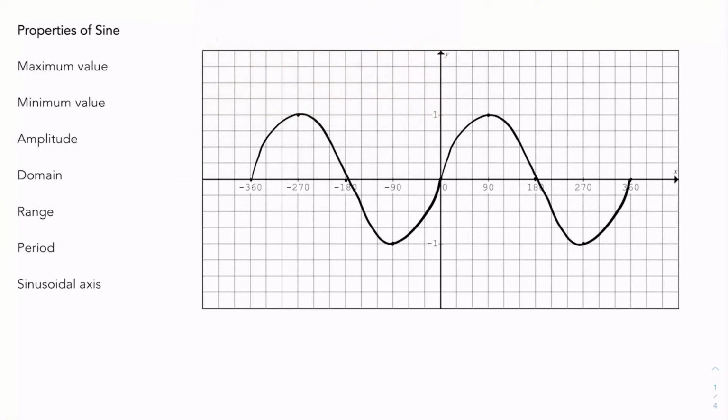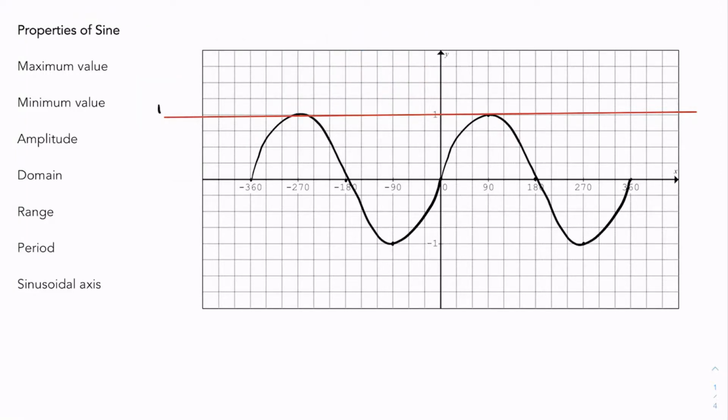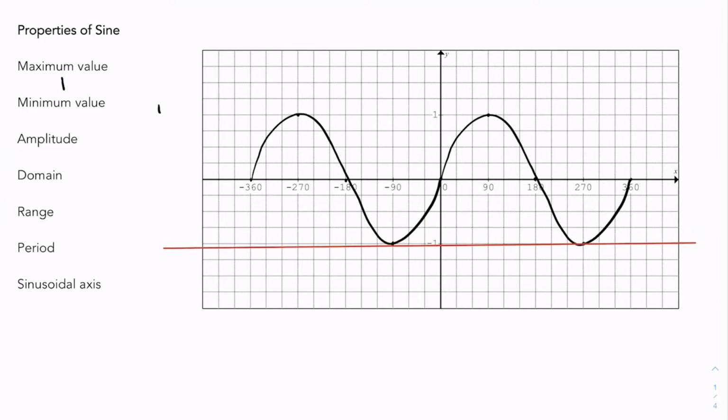The maximum value is just kind of the highest point that the sine function reaches, and I think if you look, you'll find that that highest point happens at 1. So the maximum value of the sine function is 1. And what about the minimum value? Well, that's easy. Just take this line and bring it down, and you'll notice that the lowest point is -1. So I'm going to write that over here. Minimum value is -1.